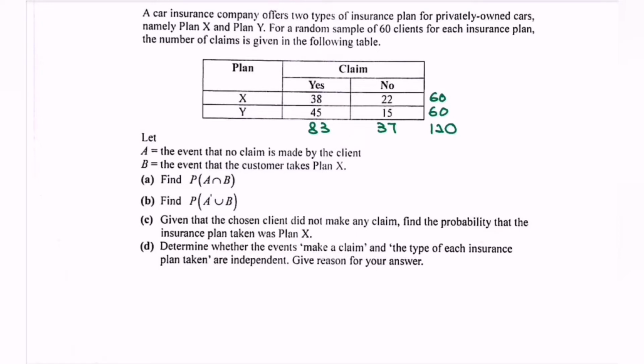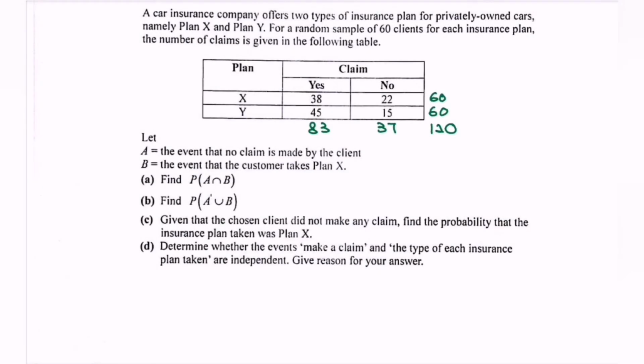So refer to the situation, they say the event that no claim is made by the client. So focus on the no column. Next, B, the event that the customer takes the plan X. So refer to the no claim and then plan X. So here we have 22 over 120. After we simplify, we will have 11 over 60. That is the probability for A.